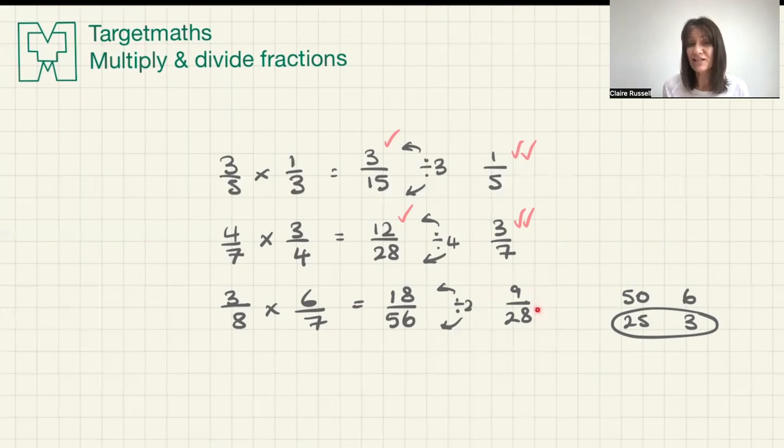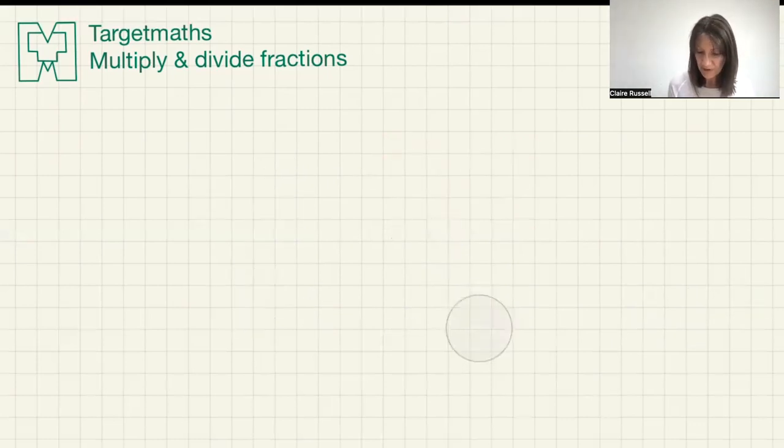It's definitely not in the 7s, and it's not in the 9s. So it doesn't cancel anymore, and that's as far as you can go. So that is our multiplying. Let's take a quick look now at our division, because there is a little bit more to the division.